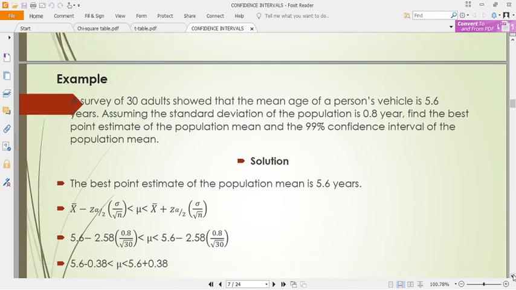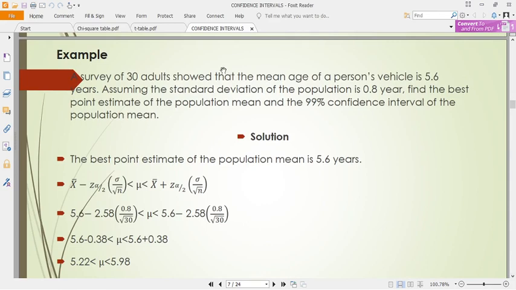So we have an example here: a survey of 30 adults showed that the mean age of a person in this vehicle is 5.6 years, assuming that the standard deviation of the population is 0.8 years. Find the best point estimate of the population mean and the 99% confidence interval of the population mean. The best point estimate of the population mean, remember we said, is the sample mean. So the best point estimate will be the sample mean of 5.6.